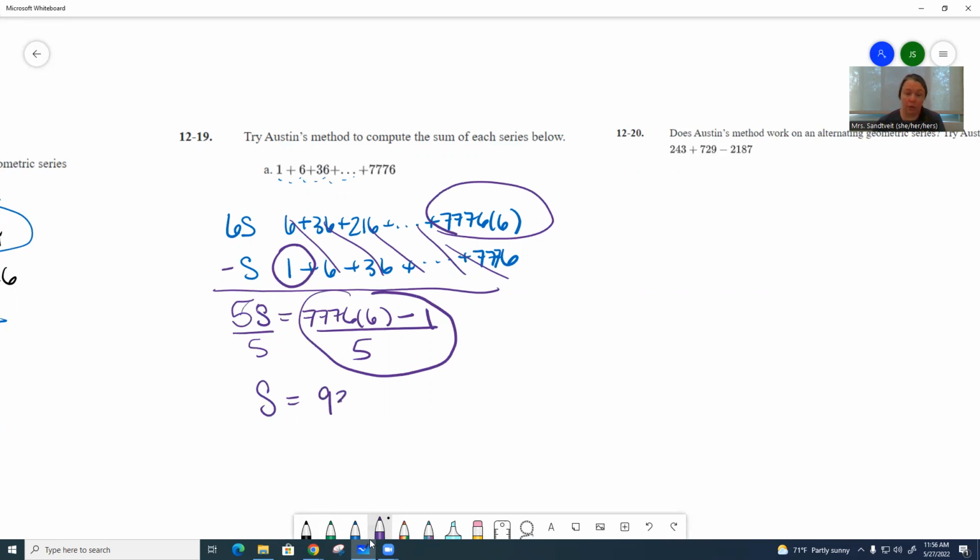9,331. So in general, if I have any series, it's what I'm always doing. It's my last term times the multiplier, right? Minus my first term. And then I divide by the difference between the multiplier and 1, right? Because it's always minus 1s. So it's always 1 less than whatever your multiplier is, what you're dividing by.